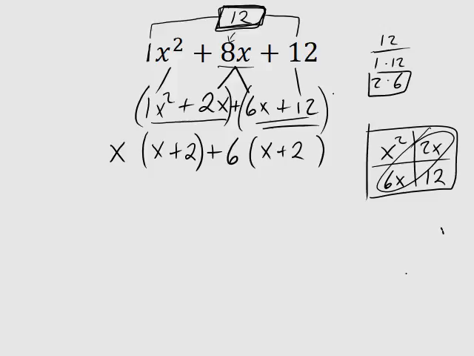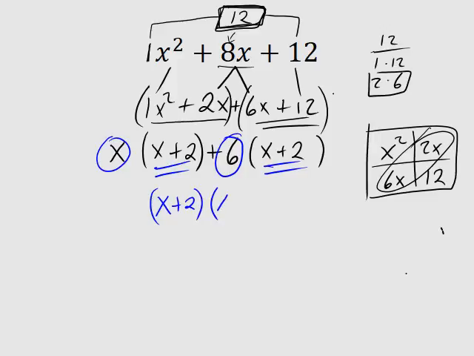Now you'll notice these two are the same, and they should be. If they are not, something has gone wrong. So if they're not the same, go back and check. So basically what we're doing now is we now know that x plus 2 has been multiplied by x, and that x plus 2 has been multiplied by 6, which means my factors are x plus 2, and it's been multiplied by x and 6.